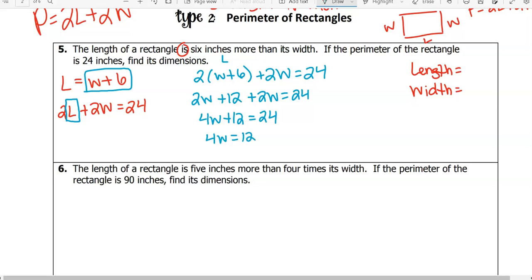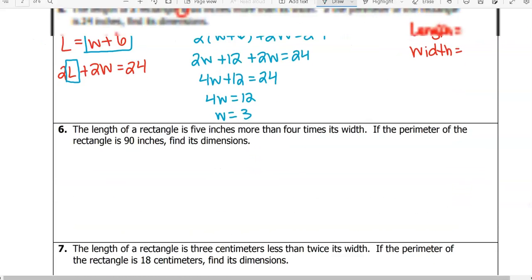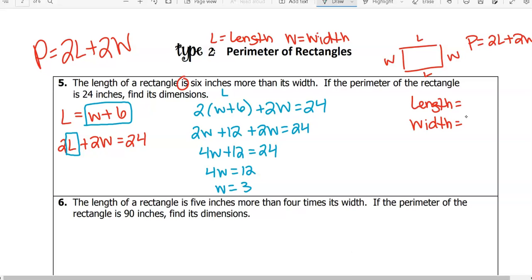And then divide by 4. What's 12 divided by 4? 3. So what is the width of this rectangle? 3 what? Miles? 3 inches. Good. So the width is 3 inches. There we go.